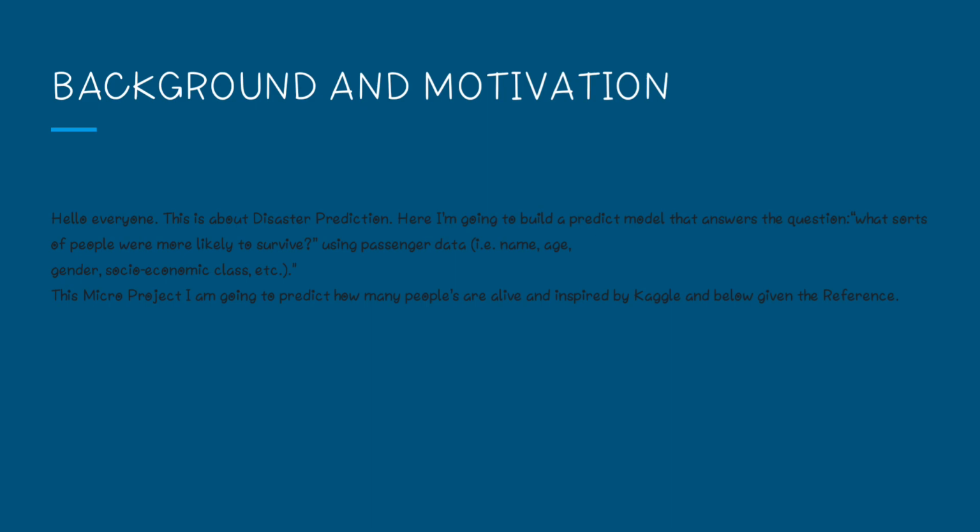Background and motivations. This is about a disaster prediction. Here I am going to build a model that answers the question: what sorts of people were more likely to survive? Using the data set with people's name, age, height, weight, etc. In this micro project, I am inspired by Kaggle.